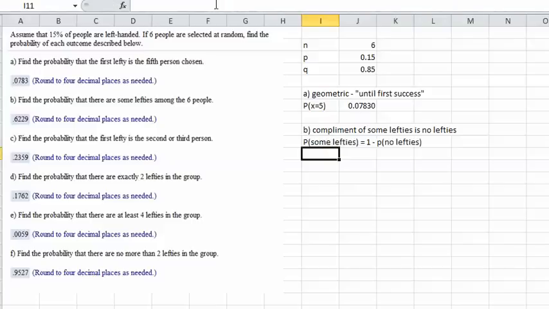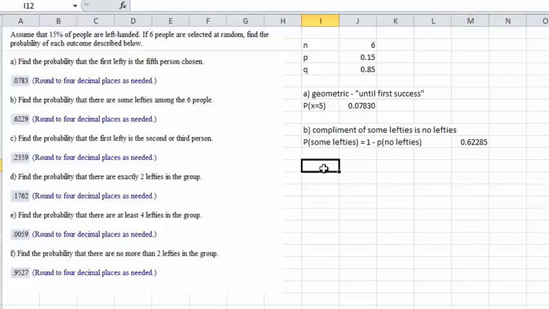And no lefties is actually easy to compute because there's 6 of them and they're all not lefties. So that's 0.85, 0.85, 0.85, 0.85, 0.85, 0.85. So it's 0.85 to the 6th power. So we can compute this probability as being equal to 1 minus 0.85 to the 6th power. So remember, when you use the complement, you do that 1 minus to get the actual value, because an event and its complement add to 1.